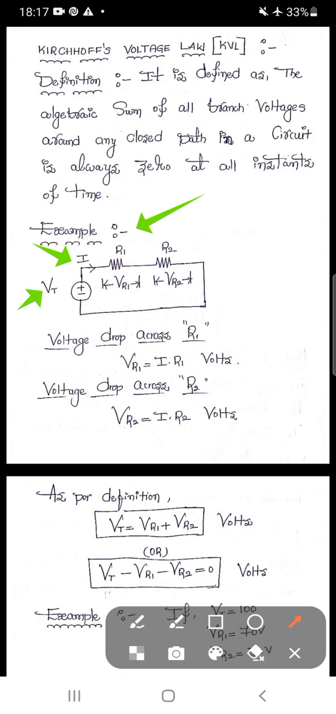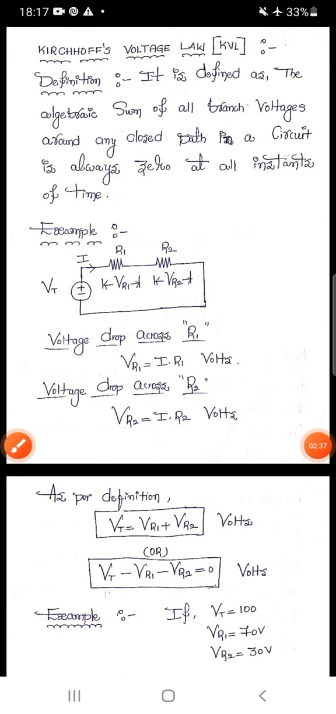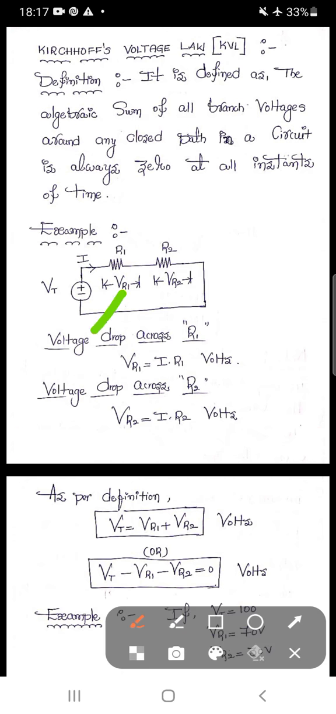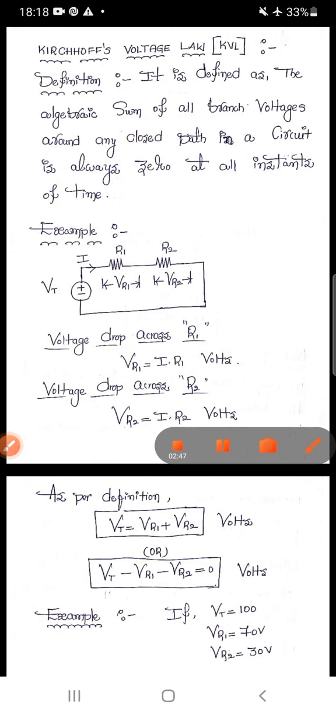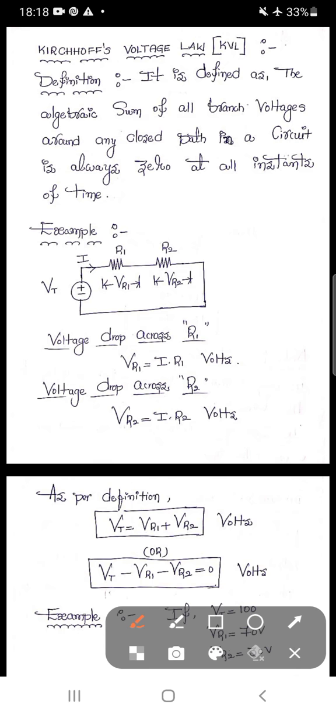The voltage drop across R1 is VR1, and across R2 it is VR2. If we add these two voltage drops, the sum of VR1 and VR2 should be equal to the applied voltage Vt. This is our target, to verify Kirchhoff's voltage law in a closed path.